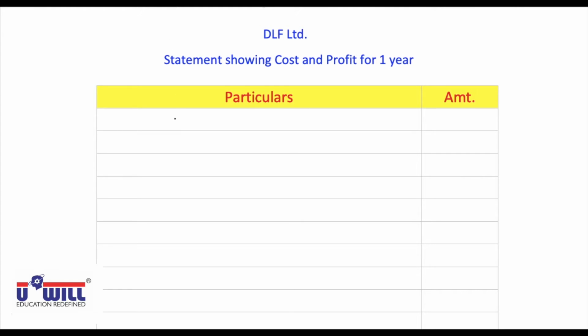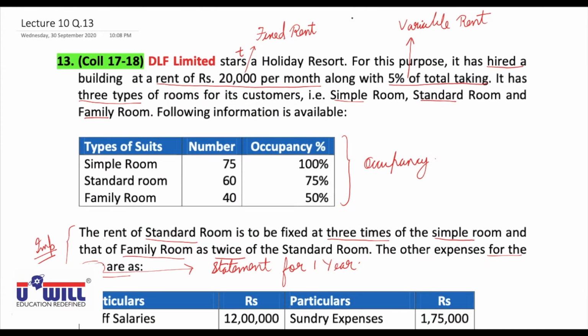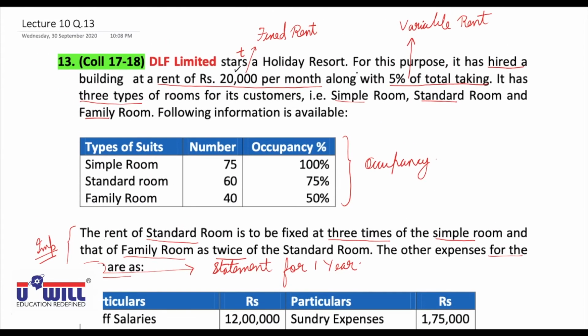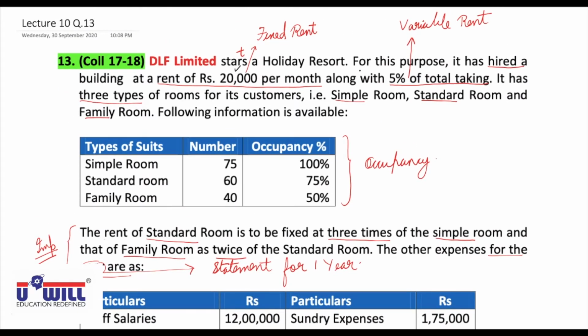I hope everyone has done the format. So we'll start with the expenses. Very first there is a fixed rent of 20,000 per month. We'll start with that. So all of you write down fixed rent 20,000 per month. So 20,000 into 12 months, that is 2,40,000. Now after fixed rent we have variable rent, but that we will take at the end. Variable rent will not be taken right now, it will be taken at the end.